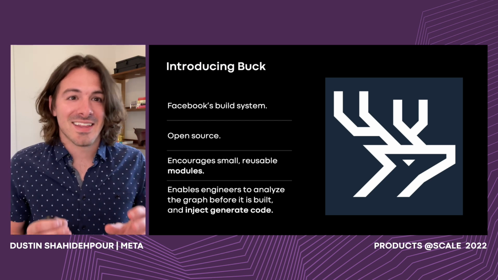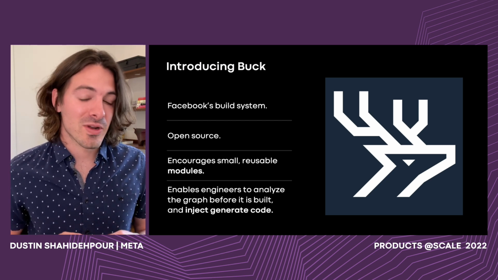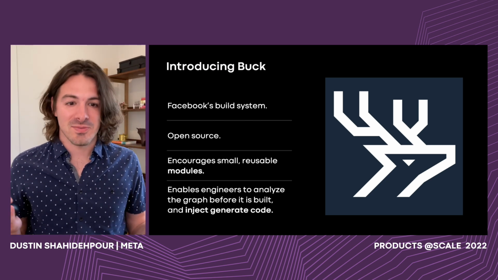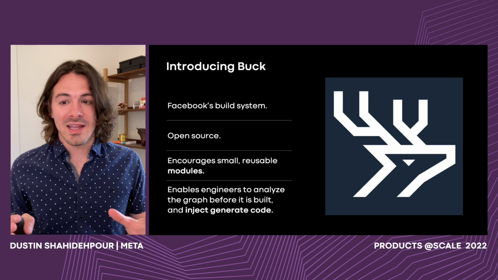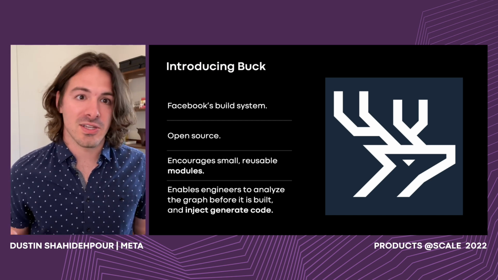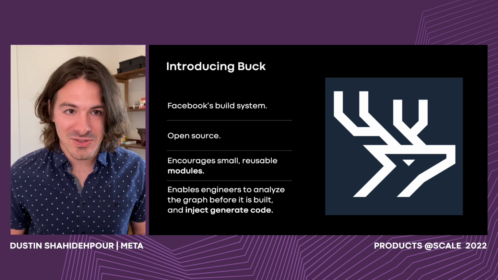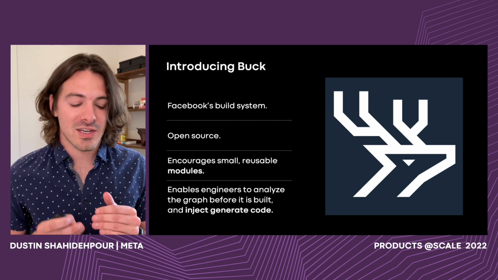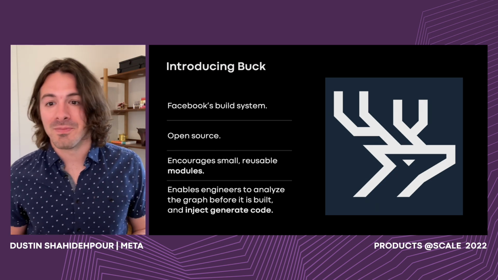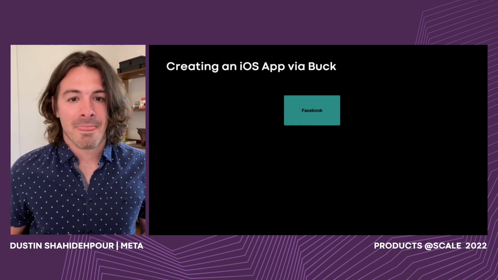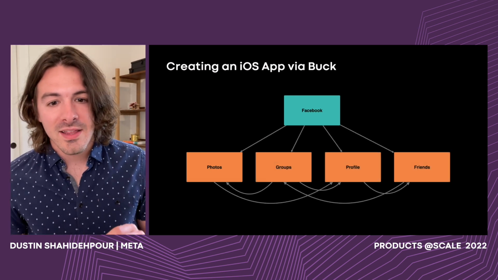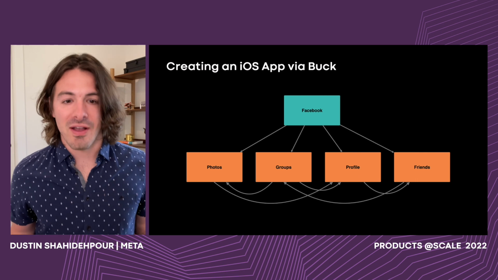But the big thing that is not mentioned as one of the main reasons to use Buck, it's a niche feature outside of Facebook, is that you are able to query the dependency graph and actually inject code into it, generate it too. And we make heavy use of this at Facebook to solve the issue of the combinatorial explosion, and I'll show you how.